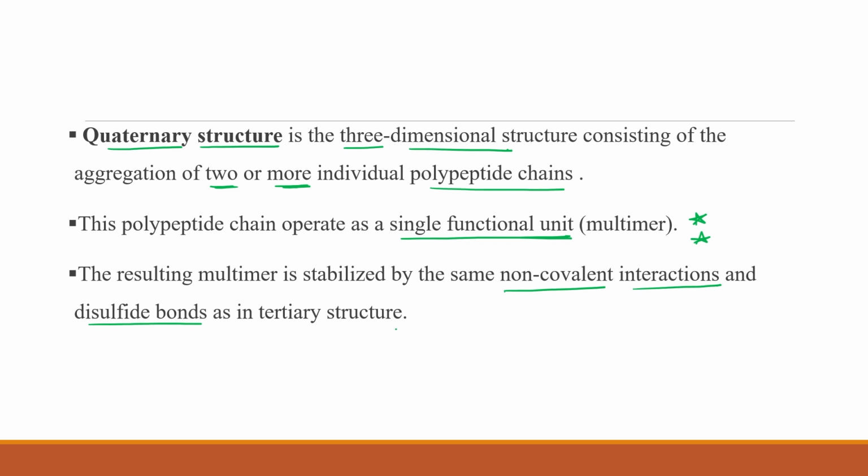So what kind of interaction is there in the secondary one? Hydrophobic interaction. What kind of interaction is there in tertiary structure? Non-covalent interaction and disulfide bonds. What kind of interaction is there in quaternary structure? Non-covalent interaction and disulfide bonds. And in quaternary structure, two or more individual polypeptides are there. In secondary structure, only one type of polypeptide chain is there.